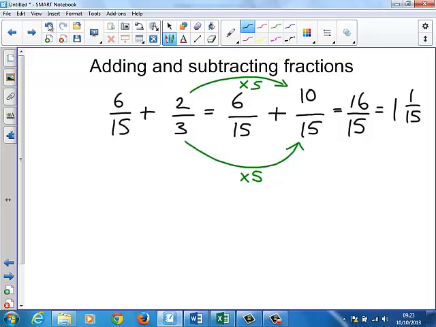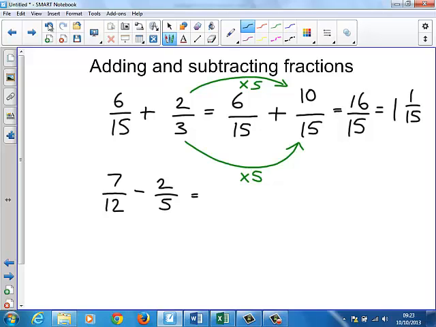Okay, let's have a look at an example involving subtraction. So let's go for 7/12 take away 2/5. So we do exactly the same thing as we did before. So we're looking for a number that both 12 and 5 go into.